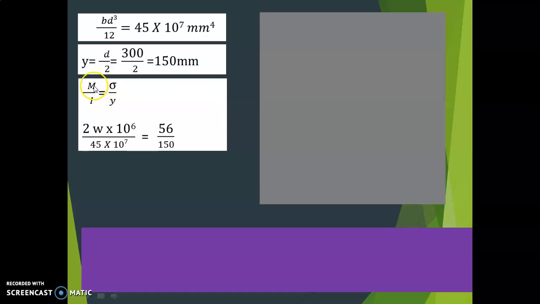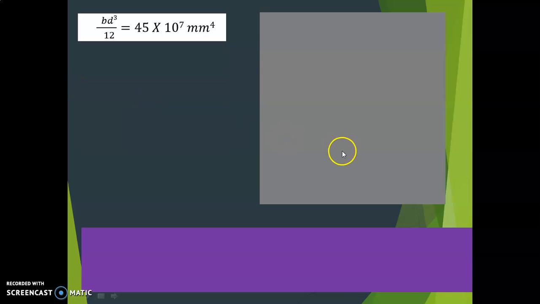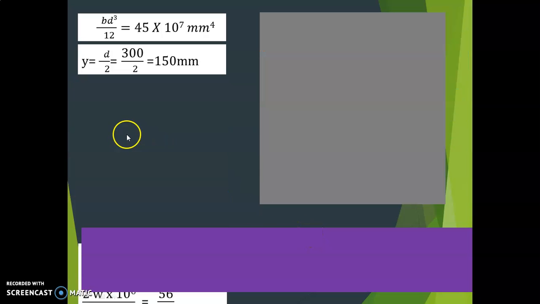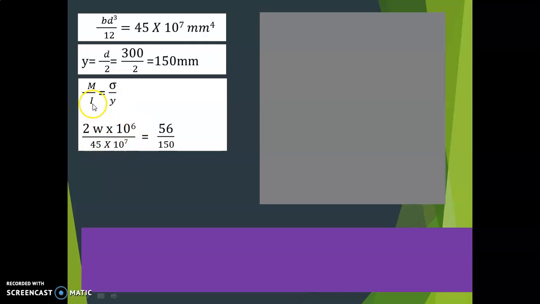Now you use this formula M divided by I is equal to sigma divided by Y. So M is equal to this calculated value 2W into 10 raised to 6. Substitute that, divided by I is 45 into 10 raised to 7 is equal to sigma, given 56, divided by Y is equal to 150. So only one unknown, W, you get 84. All these terms are in Newton, that's why I have written Newton, and this is per millimeter because this is UDL. So Newton per meter or kilonewton per meter or Newton per millimeter, we have to write, that is intensity. That's why I have written 84 Newton per millimeter.